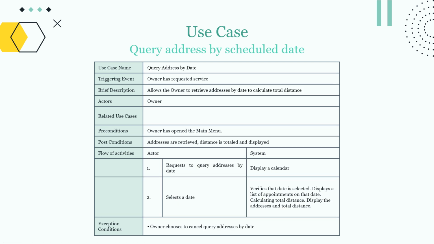Also, we have the use case to query all the addresses by scheduled date. In the system, Jason inputs a specific date, and the system will display all the appointment information on that date. Also, the system will retrieve all the location data from that specific date and put them on the map. And we have the functionality to calculate the distance between 2 locations in sequence order, in order to calculate the total distance for that service date.